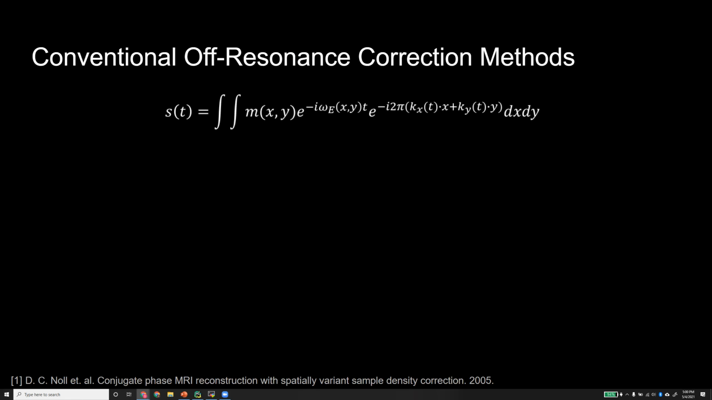Before that, conventionally, some off resonance correction methods that have been used, some analytical methods, the first one is conjugate phase reconstruction.